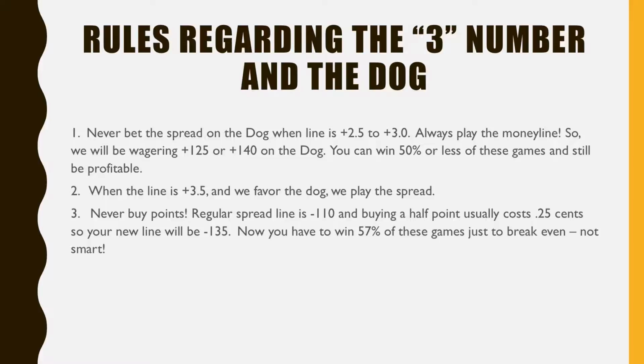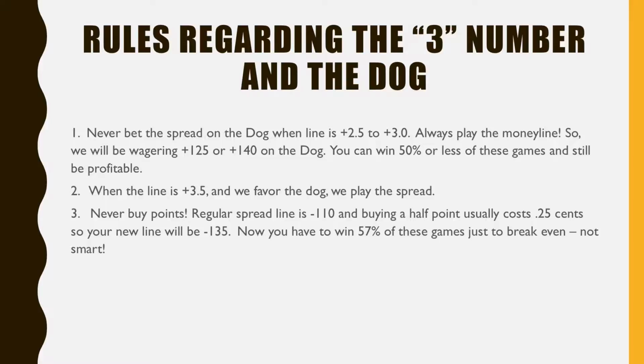Now, check this out. You have to win. So if you convert minus 135 into a percentage, you have to win 57% of these games. That's just to break even. That's not talking about to make a profit. So to make a profit, you got to hit mid-60s, 66%, 67%. That's very difficult to do. And it's just something, as a general rule, you shouldn't do.